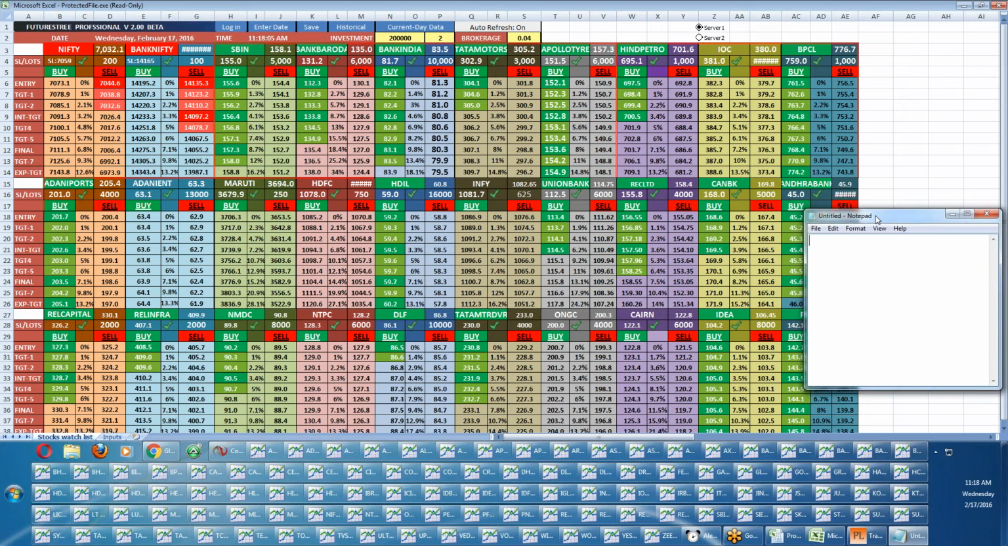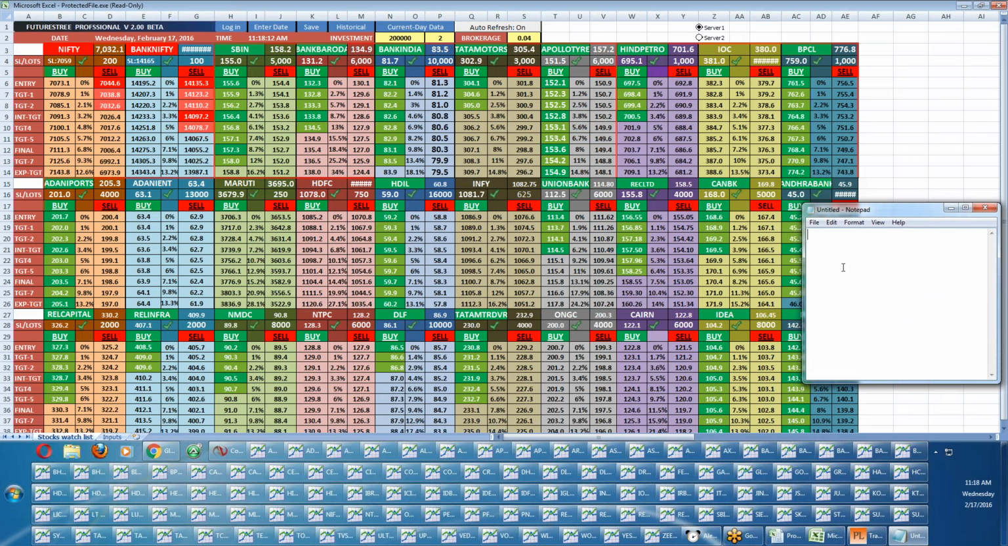I'm not taking the sell calls which we had in the morning. So I'm just giving you the fresh calls that got generated some time back. So SBI, your profit is 6,000 rupees. Let's take Bank of Baroda.